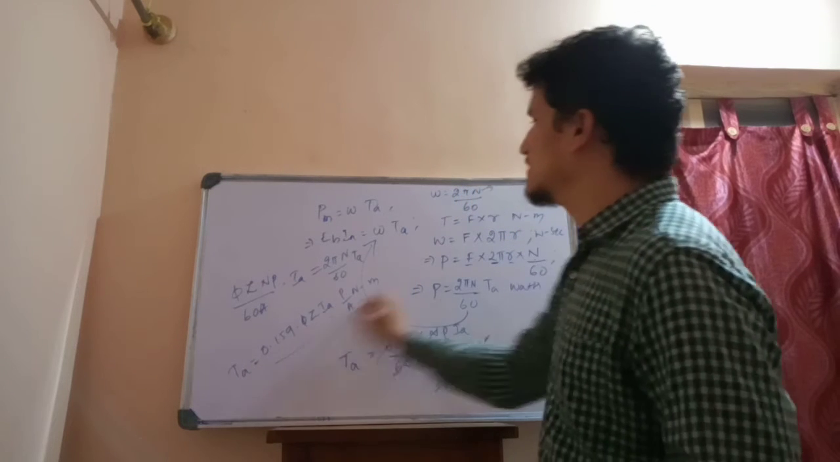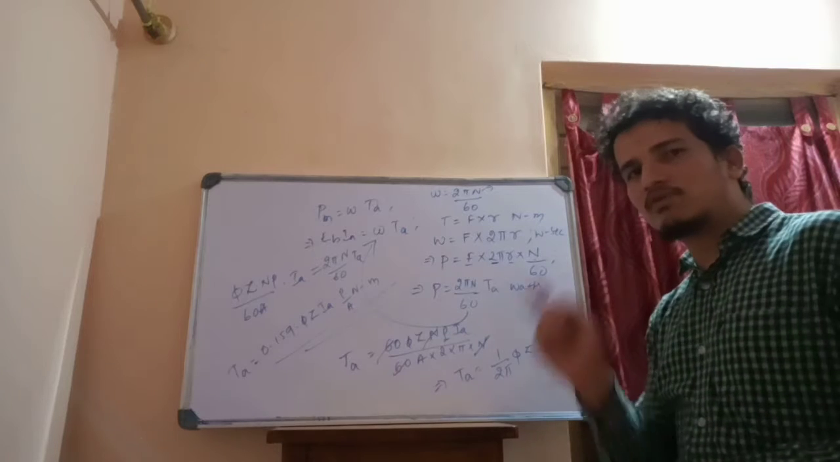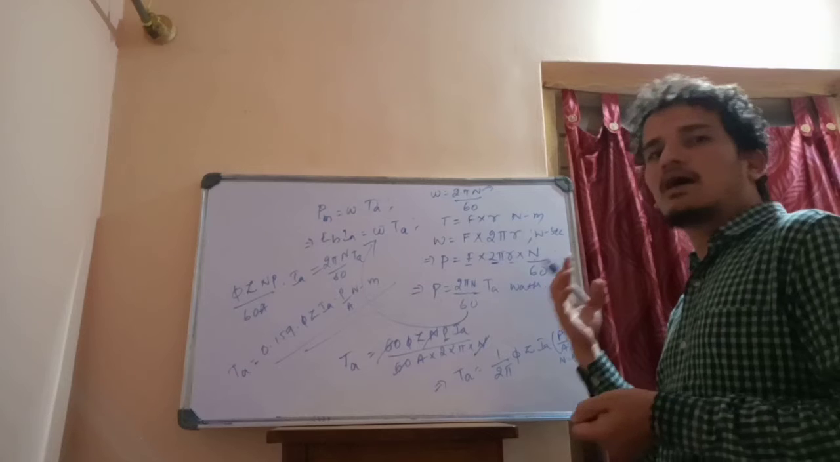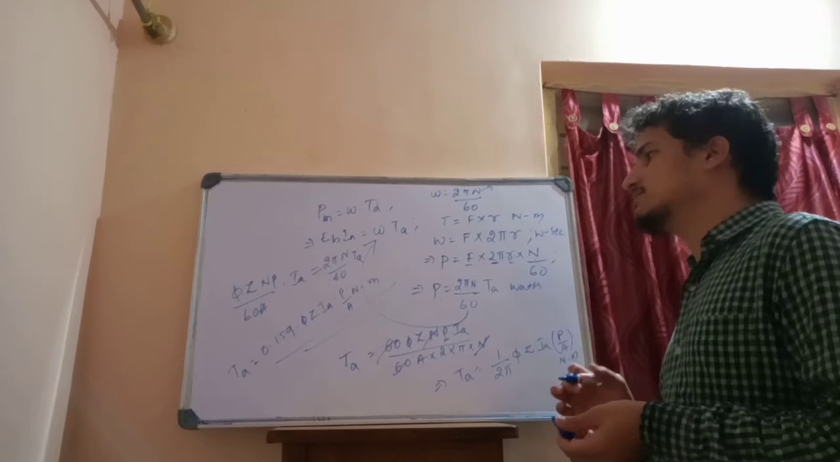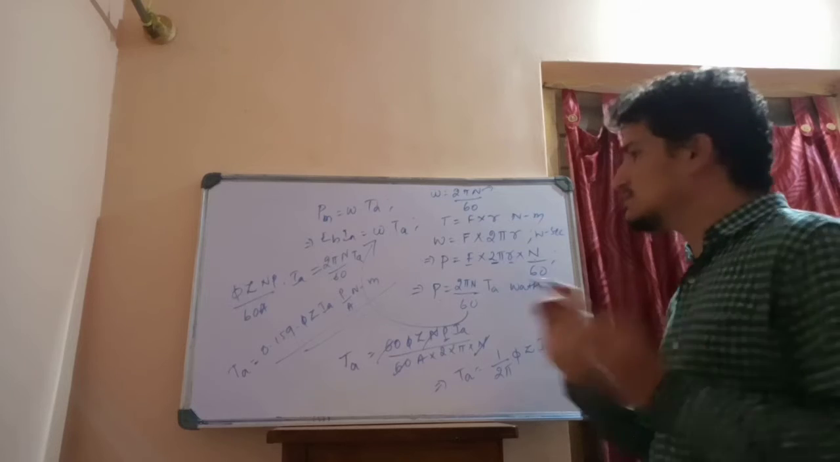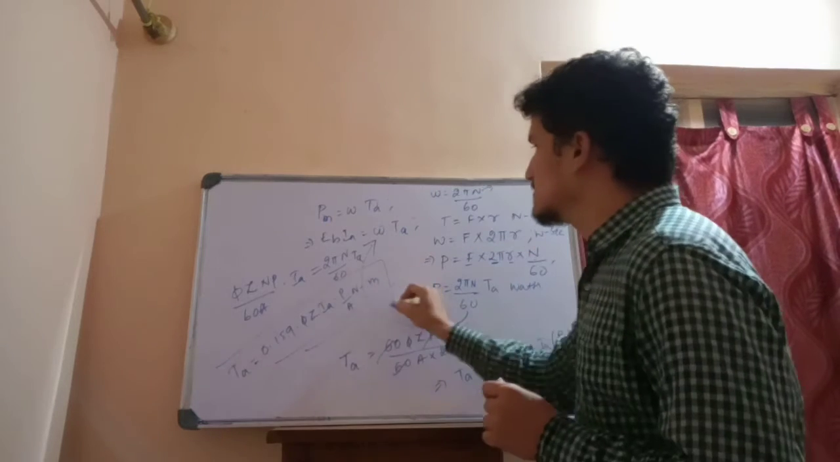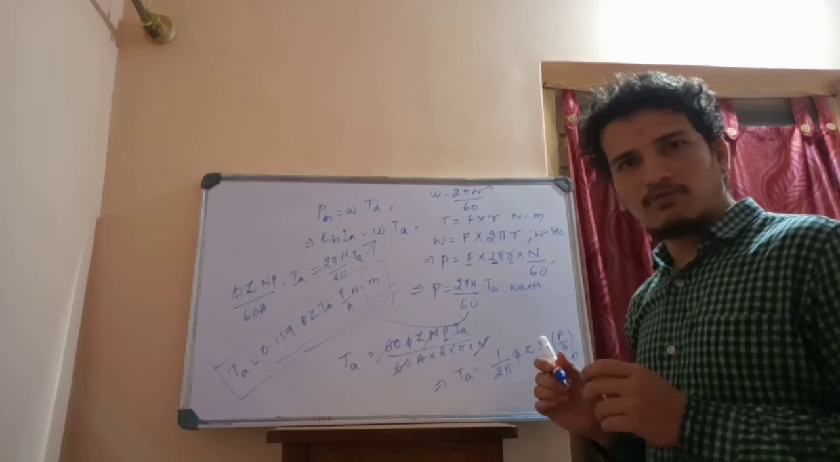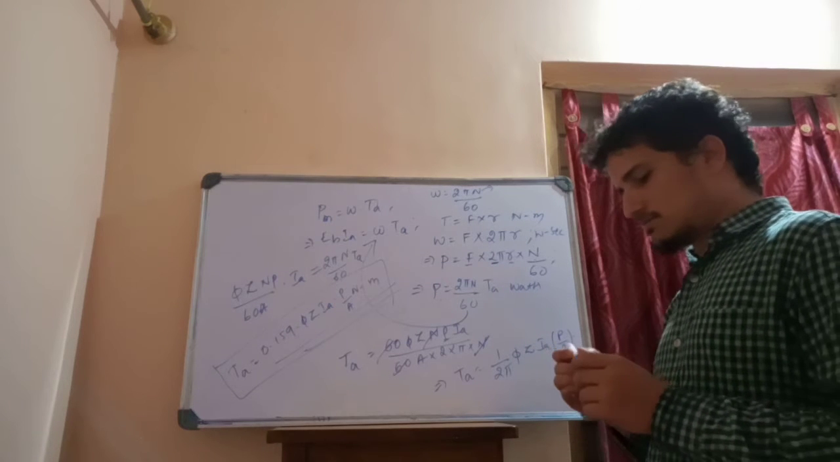You have to memorize this formula. 0.159, or 1 by 2 pi, into phi into Z into IA into P by A, Newton meter. So this is the torque equation. This is the torque equation, the actual armature torque developed.